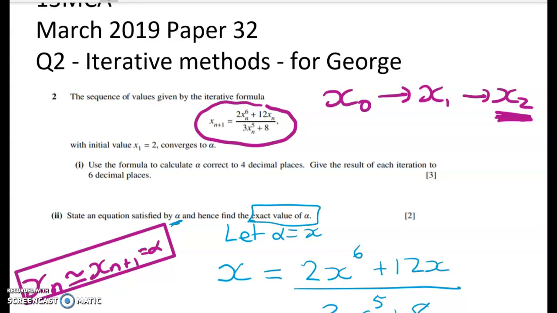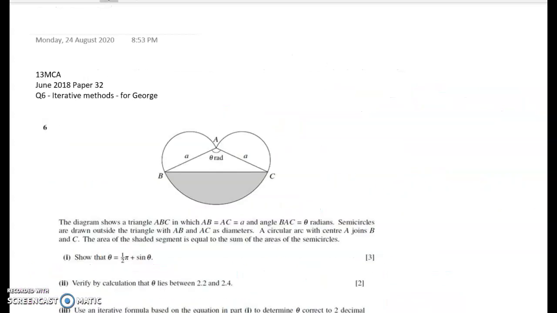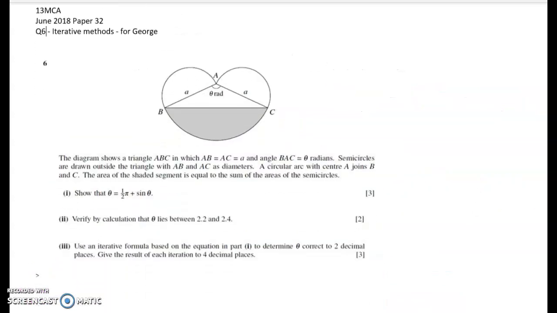I'm going to do a harder iterative methods problem tonight or tomorrow night, and it's one that uses a whole lot of geometry. So I'll just give you a quick preview of that one now. This question from June 2018 is pretty cool. First you have to solve a geometric problem and show that we've got this relationship, and this is one where it's pretty obvious why we have to do iterative methods, because there's no nice analytical solution for theta in there.